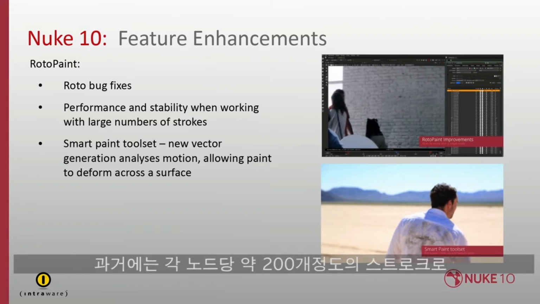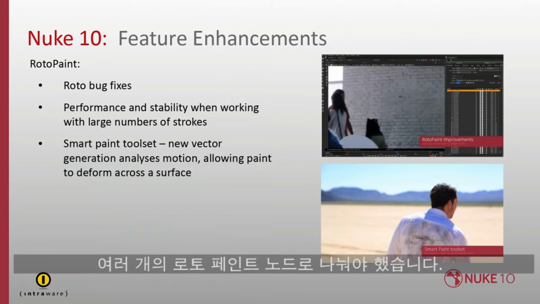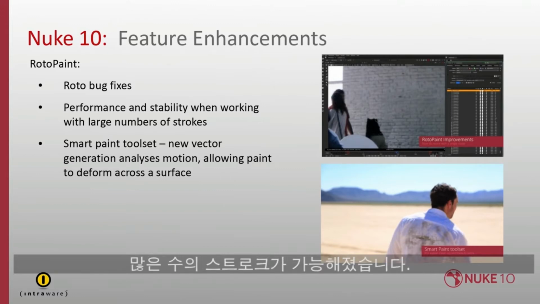In the past, around 200 strokes per node was the upper limit before having to split into multiple RotoPaint nodes to avoid delays or performance issues. Now, it's possible to have a very large number of strokes per node without having any performance issues. In addition to this, during regular RotoPaint, the response time between clicking and putting a stroke down has been improved, offering a more interactive experience.